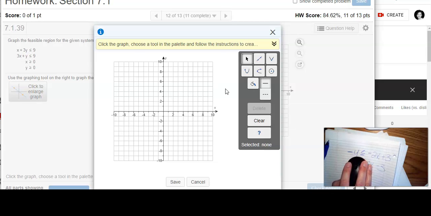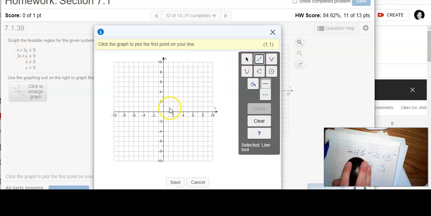Okay, so we're going to learn. We have x plus 3y is less than or equal to 9. So on the first one, I'm going to zero out x. I'm going to find out that y is 3. So x is 0, y is 3. Okay. And I am going to do the same thing for y. I'm going to zero out y and find out that x is 9.